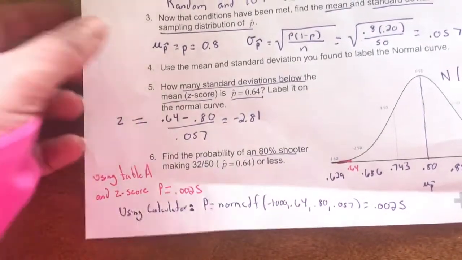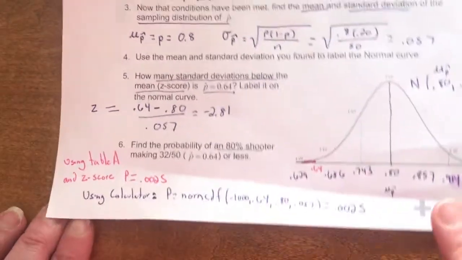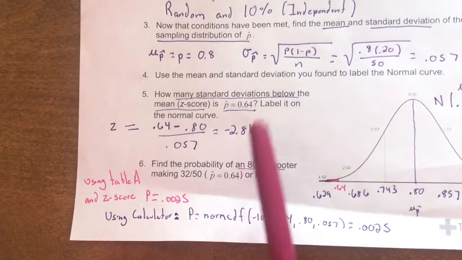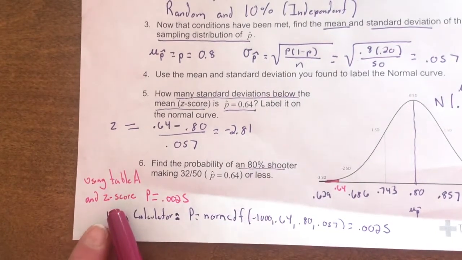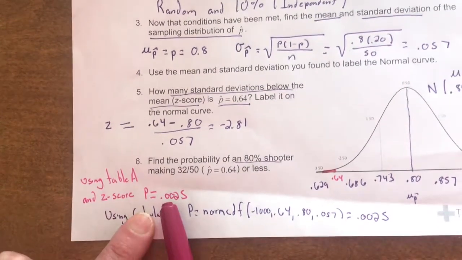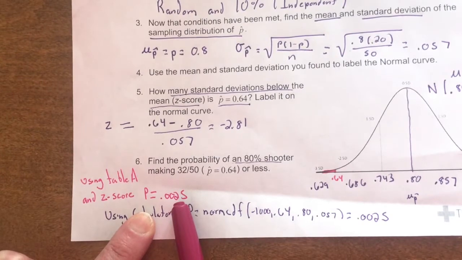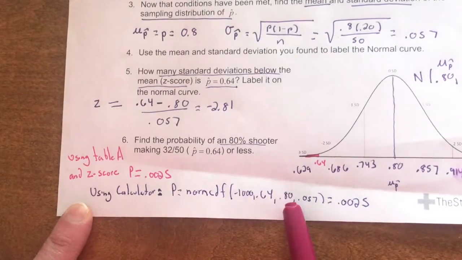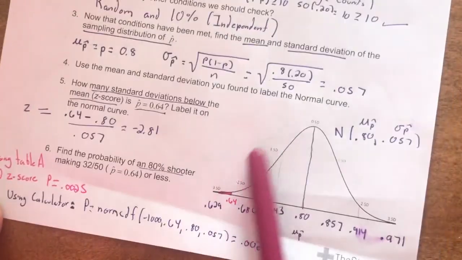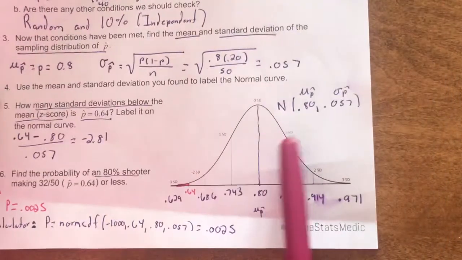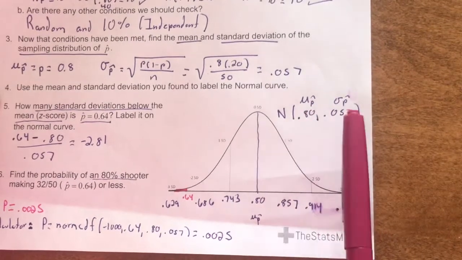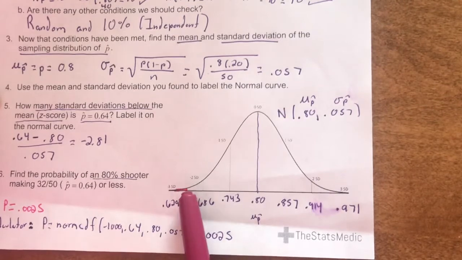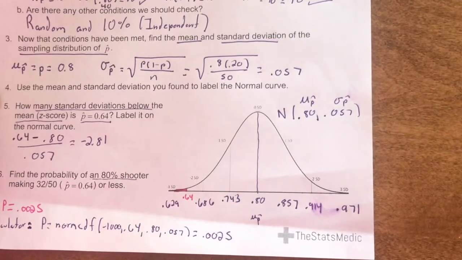Now you have 2 ways you can answer this question. You can use table A and find the z-score, negative 2.81, and you'll find that p is equal to 0.0025. Or you can use your calculator. Now again, when you use your calculator, you have to have your picture drawn out. You have to have the normal stated with the mean and standard deviation labeled, and you have to have your p hat labeled and the area shaded where you're going to find your probability.